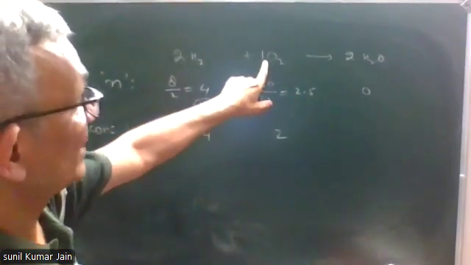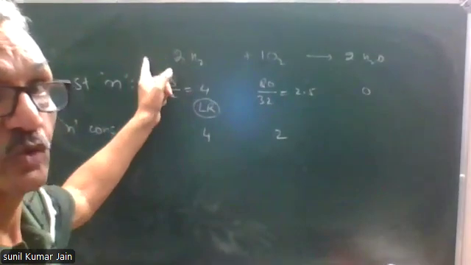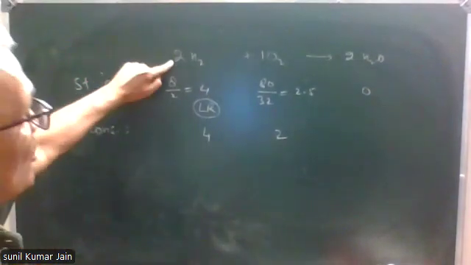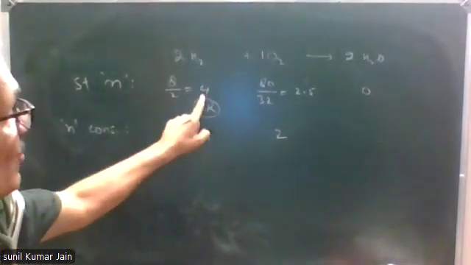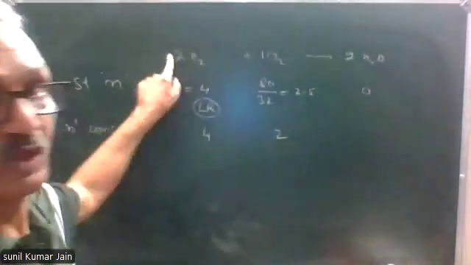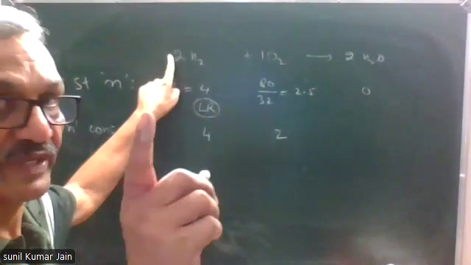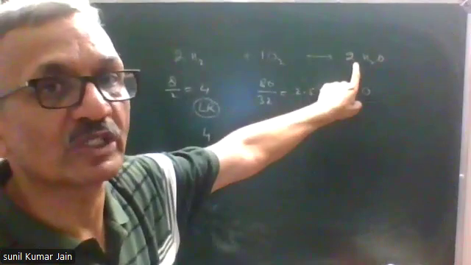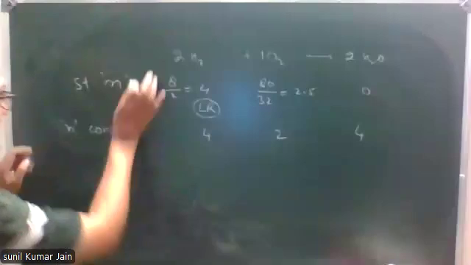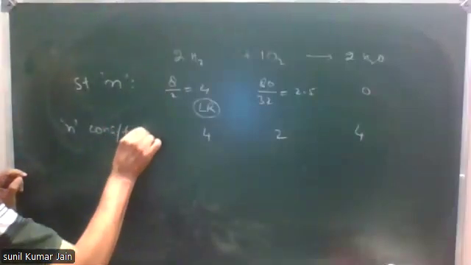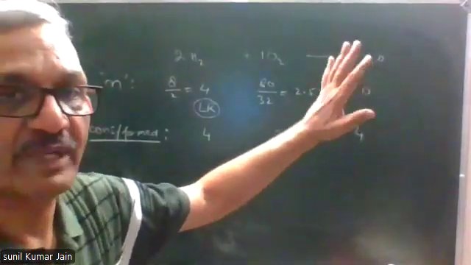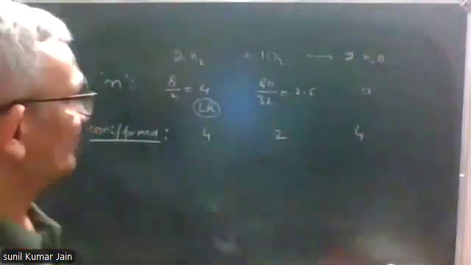I did not say 1 mole will consume 2. Rather, I said 2 moles will consume 1 because hydrogen is the limiting reagent. So 2 moles will consume 1 mole of oxygen. 4 moles will consume how much? 2 moles. 2 moles of limiting reagent will give 2 moles of water. 4 moles will give 4 moles of water. So I can write consumed and formed. In this step, I've calculated how many moles are consumed and how many moles are formed.